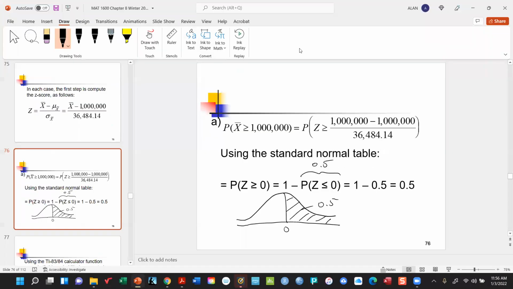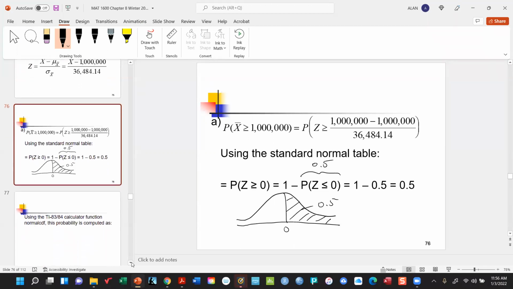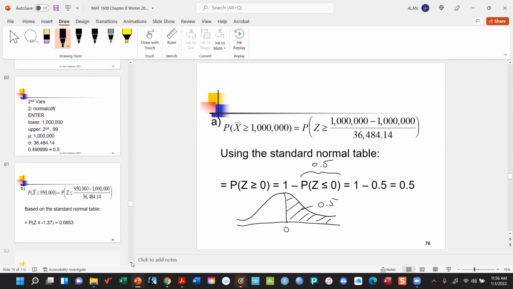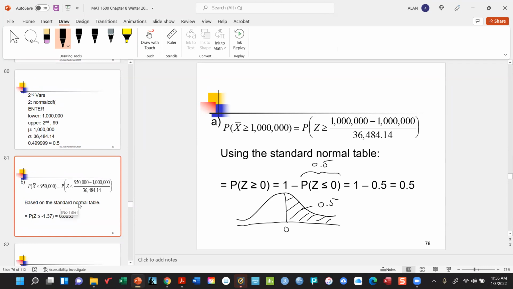All right, and then you plug that in and you're all set. All right, well, that was pretty straightforward. The next two are a little bit messier. What about less than or equal to $950,000?